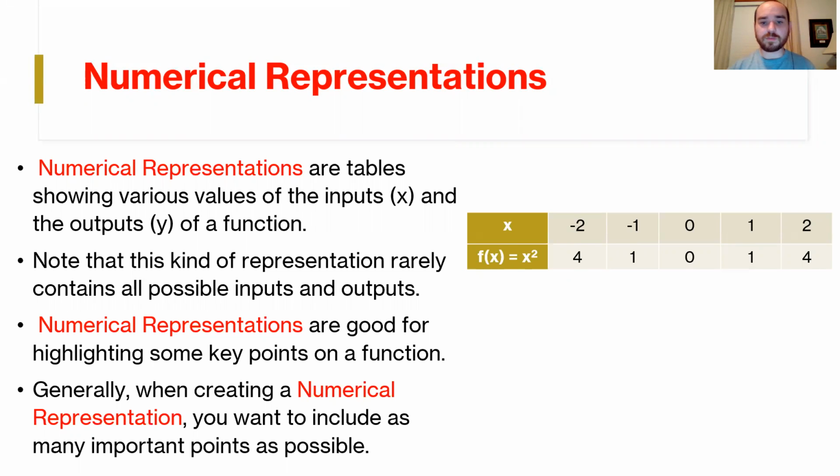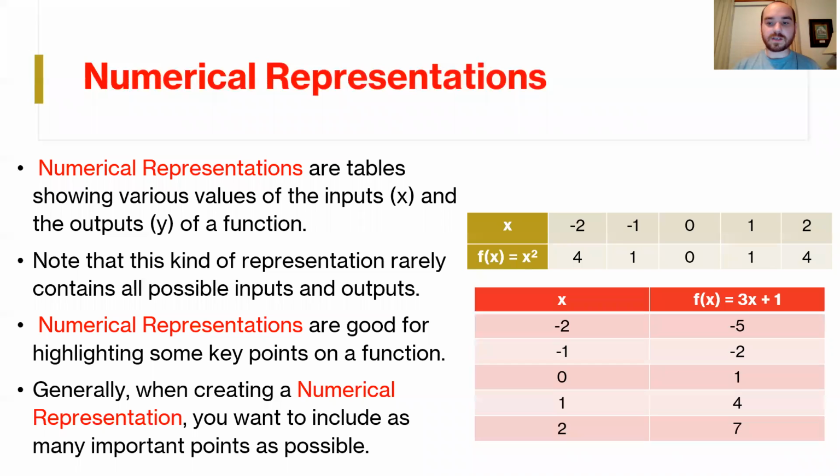Here's one example of a numerical representation. You've got your x on the top, and then we just chose some random points. I did -2, -1, 0, 1, and 2. And then the f of x is listed below that. In this case, we have f of x equals x squared. So when x is -2, we get 4 for f of x. When x is -1, we get 1, 0, we get 0, 1, we get 1, and 2, we get 4. And then this is another type. You can do them vertical or horizontal. It doesn't really matter.